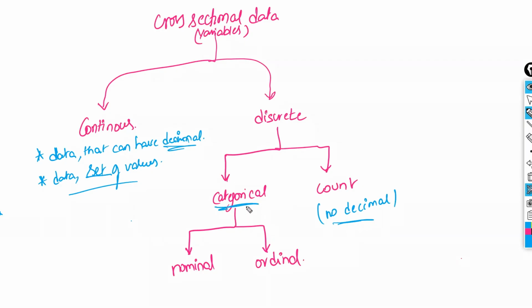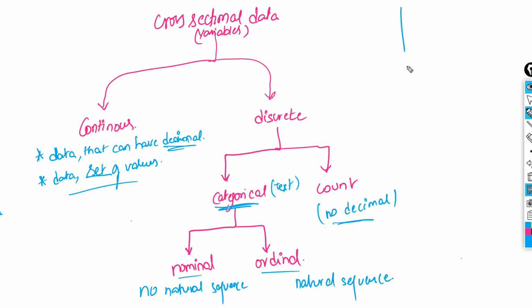And the next one is categorical, discrete categorical. What is meant by discrete categorical? It means text data. Every text data is called discrete categorical. Out of discrete categorical, we have nominal and ordinal. Now, what is meant by nominal? Nominal means there is no natural sequence. Then that data is called nominal data. If there is a natural sequence, then it is called ordinal data.